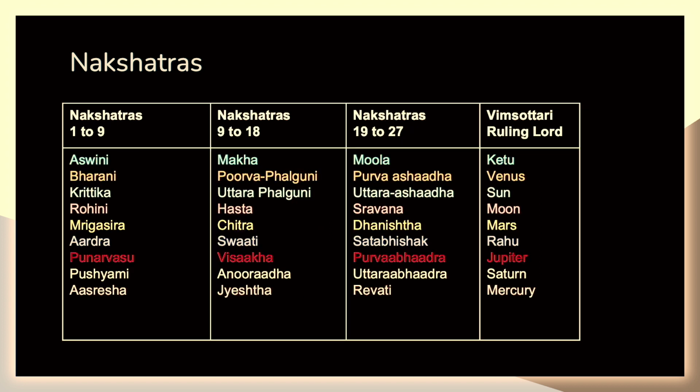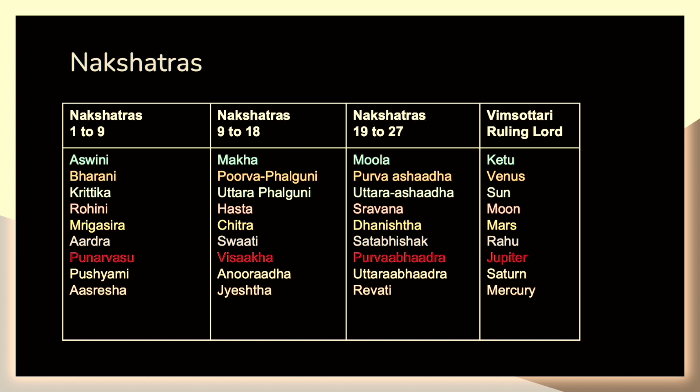So for example, the first nakshatra Ashwini has Ketu as its ruling lord, and then Bharani has Venus, then Kritika has Sun, then Rohini has Moon, then Mrigshira has Mars, then Ardra has Rahu, then Punarvasu has Jupiter, and Pushyami has Saturn, then Ashlesha has Mercury. And then for the next set of nakshatras, that is Magha, Ketu comes again, and Venus for the Purva Falguni. So this is how the pattern goes on.